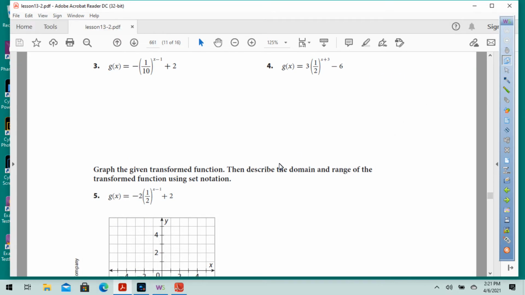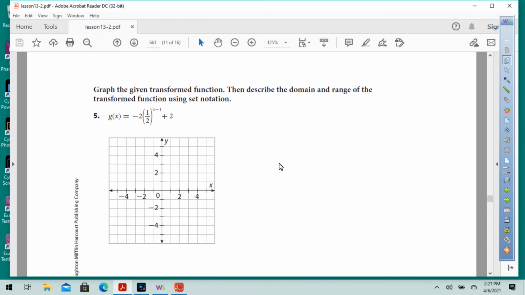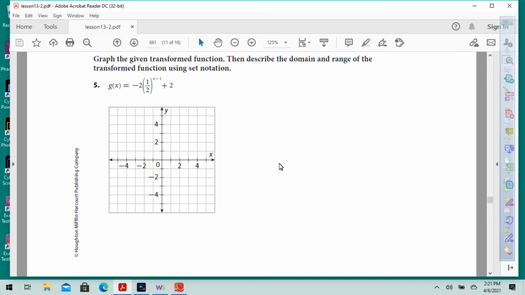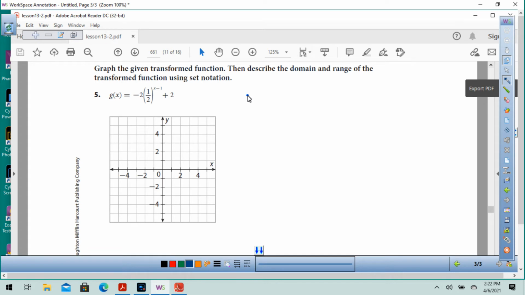Doing well. Let's try number 5. It says graph the given transform function. Then describe the domain and range of the transform function using set notation. Okay. Step 1, let's find out what a, b, h, and k are. A is negative 2, b is 1/2, h is 1, and k is 2.